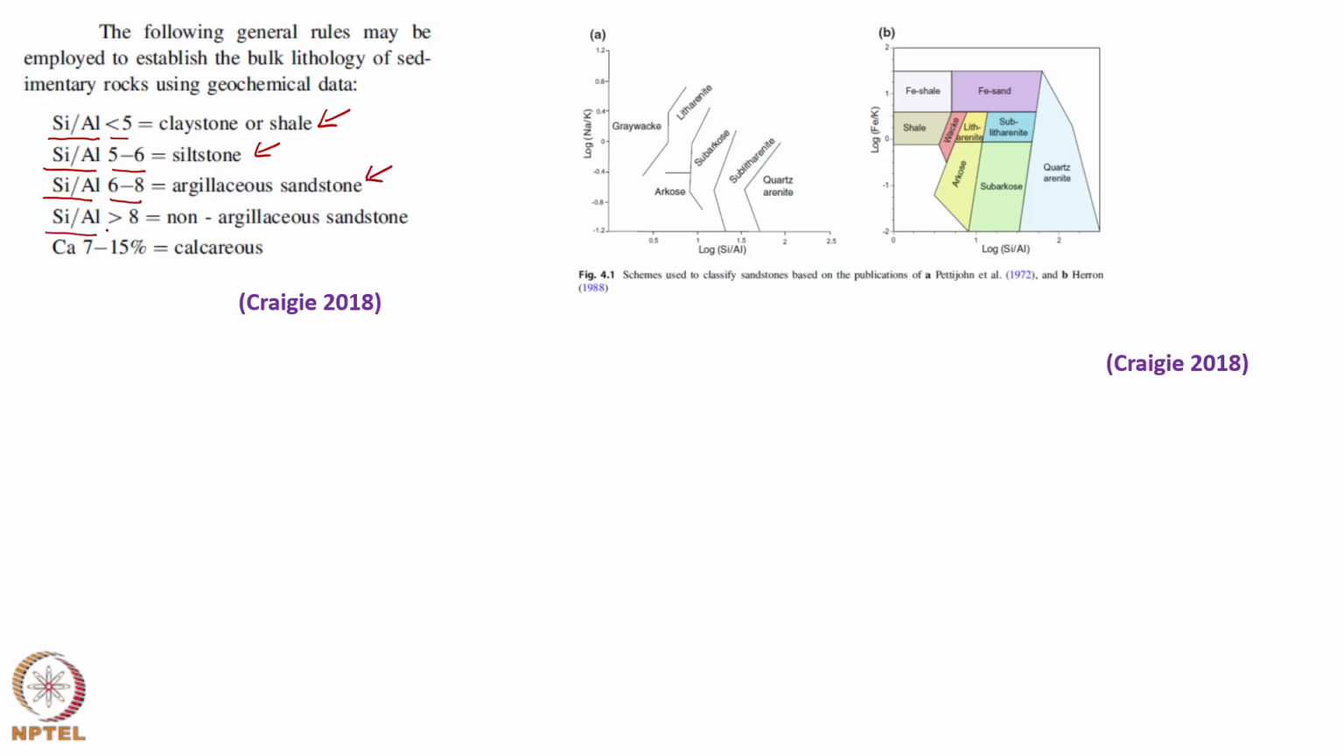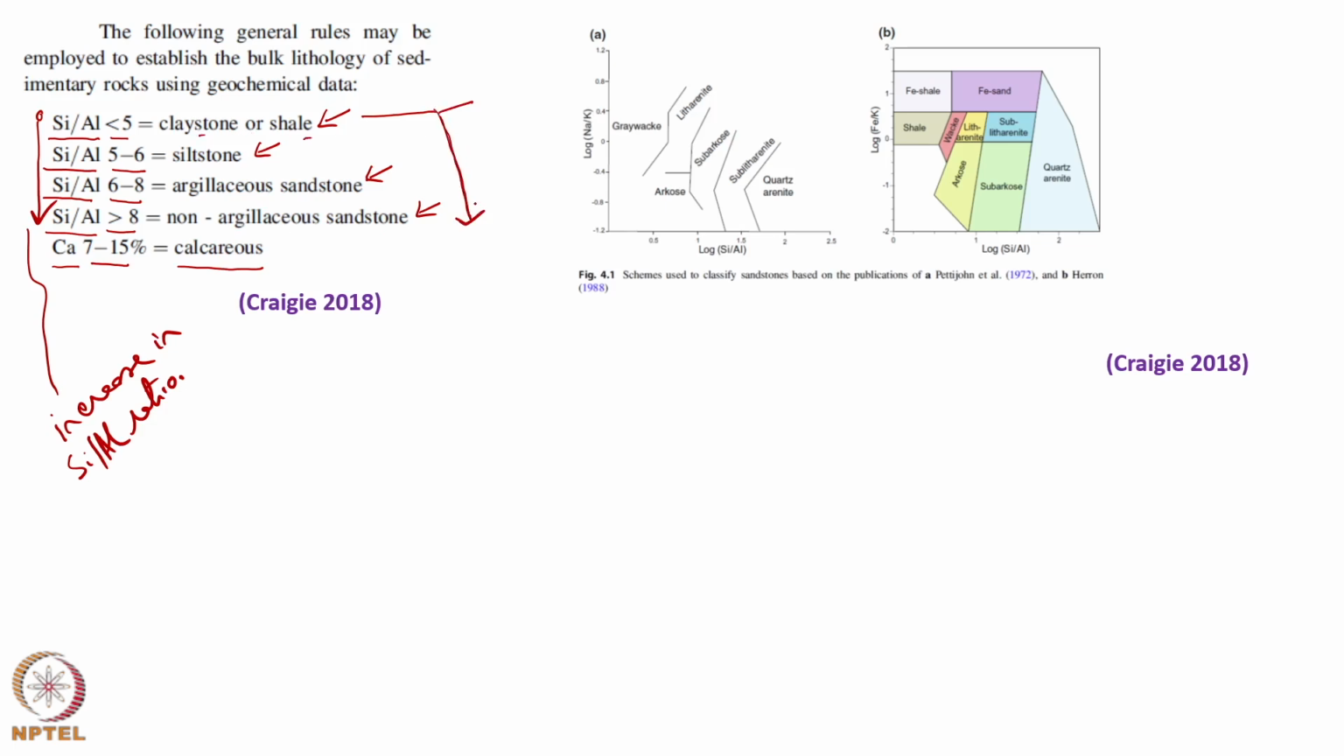Si/Al ratio more than 8 comes from non-argillaceous sandstone, and calcium percentage within 7 to 15% means it is calcareous. So, from here to here basically we see an increase in Si-Al ratio and the composition changes from shale towards non-argillaceous sandstone. The argillaceous component comes from the clay or shale, that component being reduced.